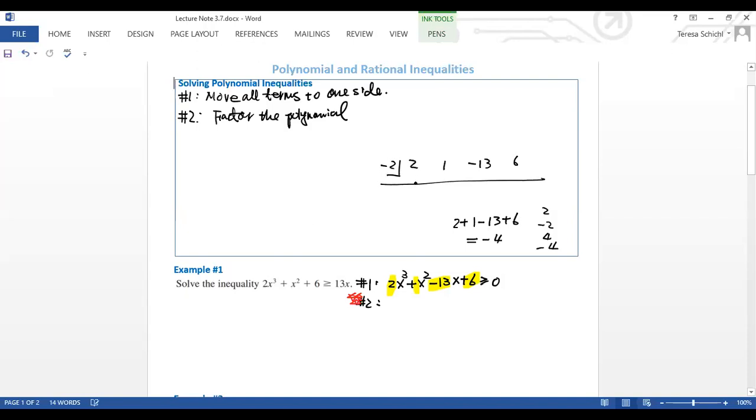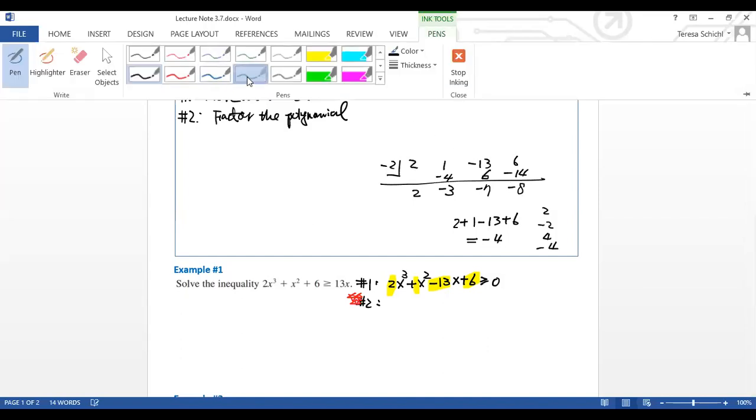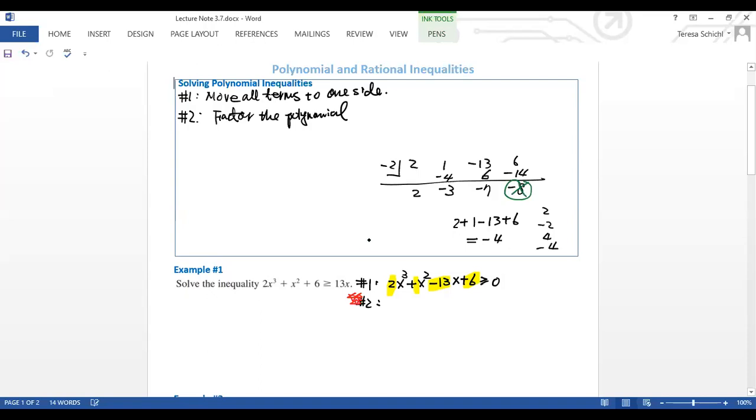So 2 going down is 2. 2 times negative 2 is negative 4, so this is negative 3. Then negative 2 times negative 3 is positive 6, so you get negative 7. Negative 2 times negative 7 is 14, so this is 8. So here you find out this is not equal to 0. I'm unlucky, I chose the wrong one. So let's try again, and maybe I will get lucky. Like I said, you just need trial and error.